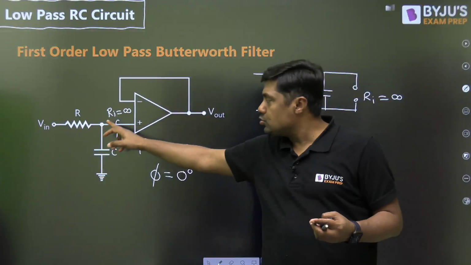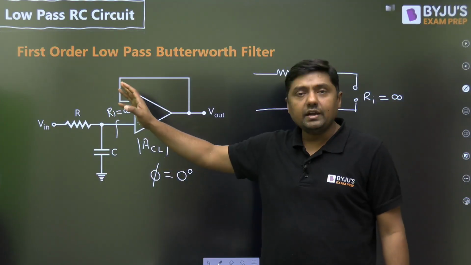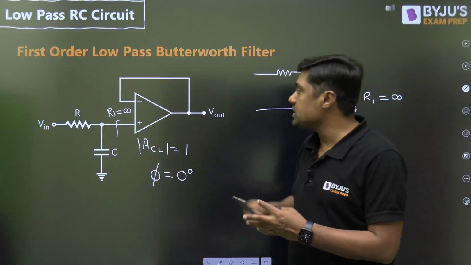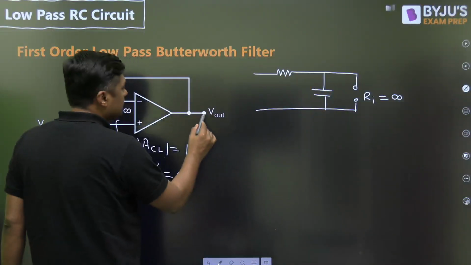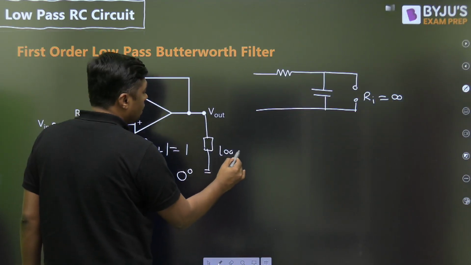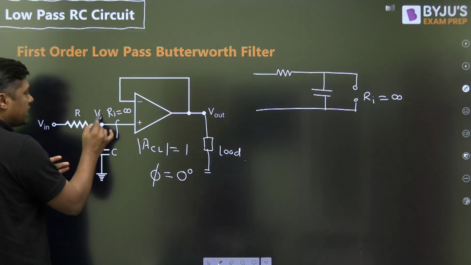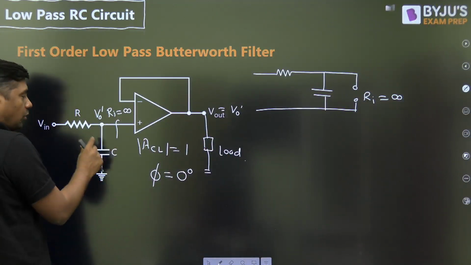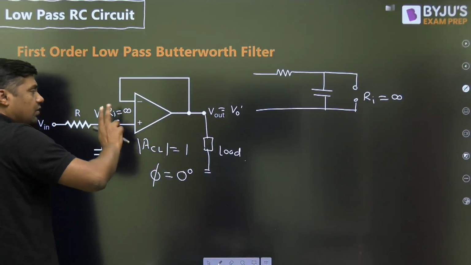Now what will happen? This circuit will not affect the cutoff frequency, it will not affect the gain of the system, right? It will not affect the magnitude of gain, it will not affect the phase of the system, because the input resistance is infinite. Now what about the load? We are connecting load here. Now because the gain is 1, the same output, for example, the output at this point is V0 dash, then this is similar to that. Why? Because the gain is 1. And what about the phase shift? The phase shift will also remain same, because it will not introduce any phase shift.